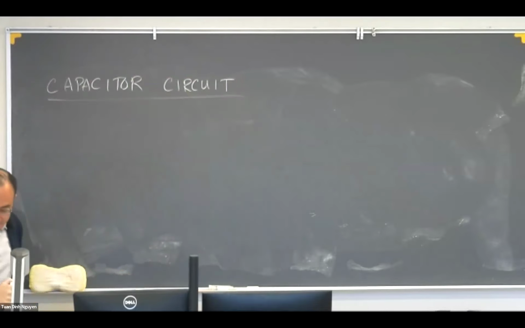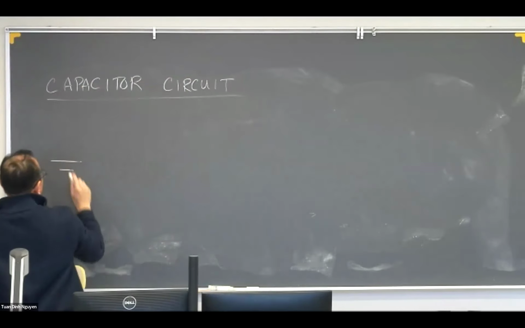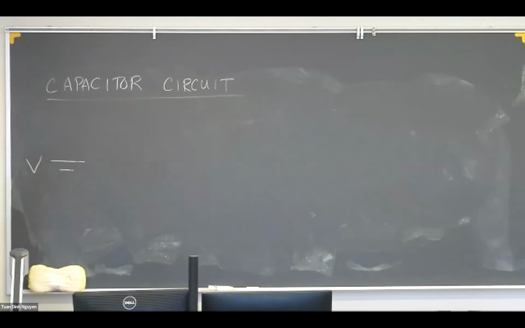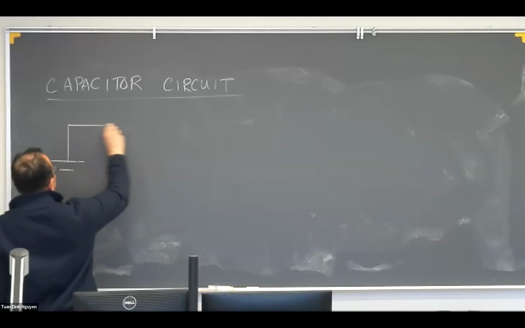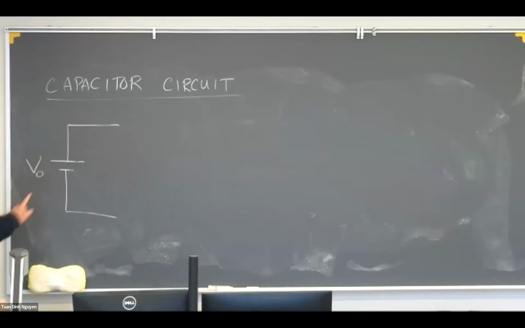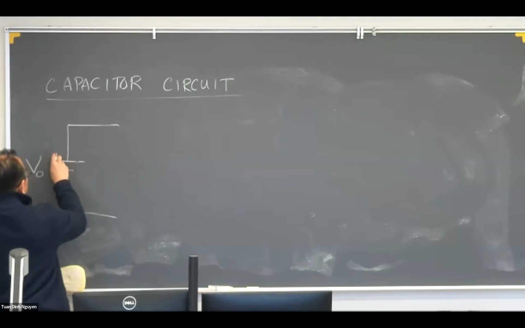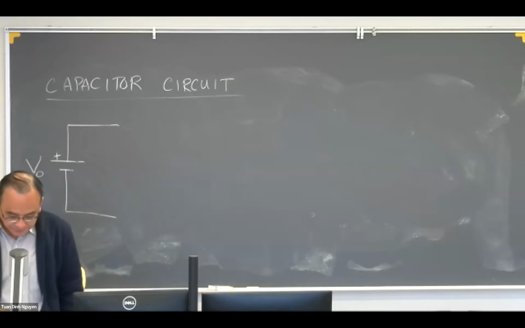Capacitor circuit. Basic circuit is obviously you need some source of power, so we're going to hook it up to a battery. The potential of the battery is V0. This is the symbol for a battery. It also looks like a capacitor symbol, except one side is smaller. The longer side always represents the plus side. So a battery has a polarity, plus and minus.